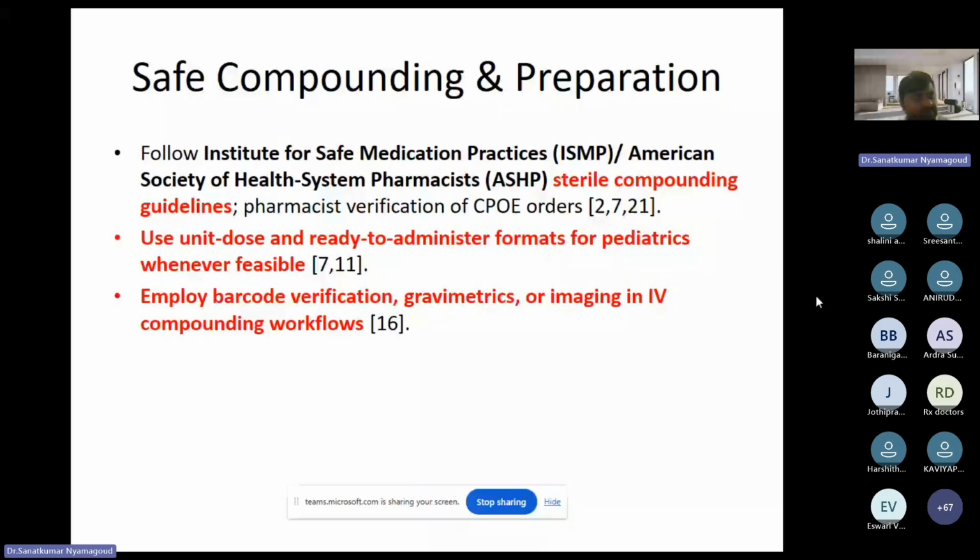But what happens in pediatrics? We usually have to prepare pediatric dosing also in HEPA filters. But most of the hospitals don't do it. That may lead to nosocomial infections also. That is very, very important.